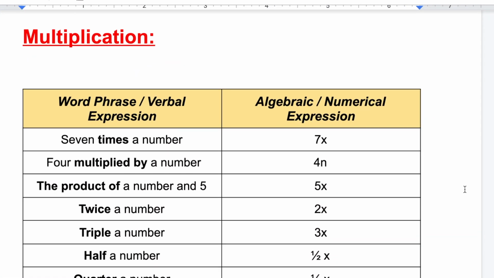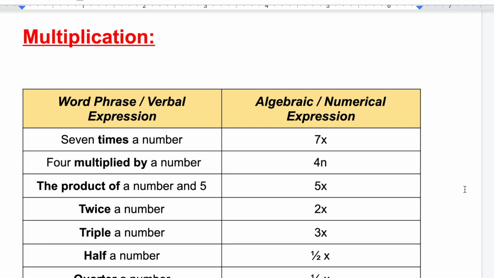For multiplication, the first example is 7 times a number, so 7x, or 7n, or 7t, or 7 dot t. Between a number and a letter, you don't need to put the dot, which is the multiplication. Just say 7x, which is 7 times x. 4 multiplied by a number, for n, the product of. Always the word the product of means multiplication, always in mathematics. So the product of a number and 5. Here you can say x times 5, or 5 times x, because you will get the same answer. 3 times 5 is 15, 5 times 3 is 15, so no problem.